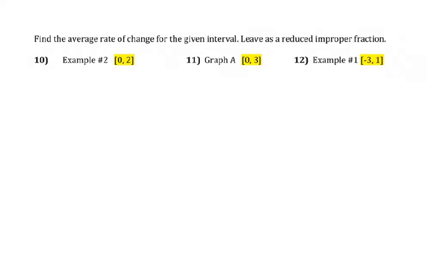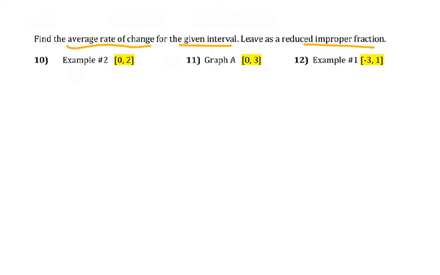Okay, on the next 3 problems, we're going to go back to some previous graphs that we had. And so it says, find the average rate of change for the given interval. So for just from one point to another point, like we did with number 6 homework problem on the previous thing, we're going to find the average rate of change just for that interval. Leave as a reduced improper fraction. So if the rate of change is 5 over 3, you're going to leave it like that. Do not turn it into a decimal. Do not turn it into a mixed number.